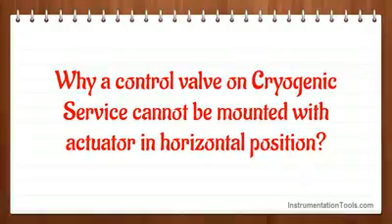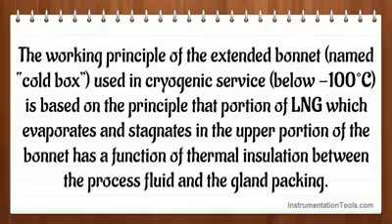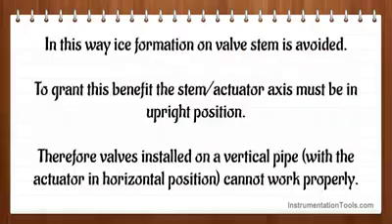Why a control valve on cryogenic service cannot be mounted with actuator in horizontal position. The working principle of the extended bonnet, named cold box, used in cryogenic service below -100 degrees centigrade, is based on the principle that the portion of LNG, which evaporates and stagnates in the upper portion of the bonnet, has a function of thermal insulation between the process fluid and the gland packing. In this way ice formation on valve stem is avoided. To grant this benefit the stem actuator axis must be in upright position. Therefore valves installed on a vertical pipe with the actuator in horizontal position cannot work properly.